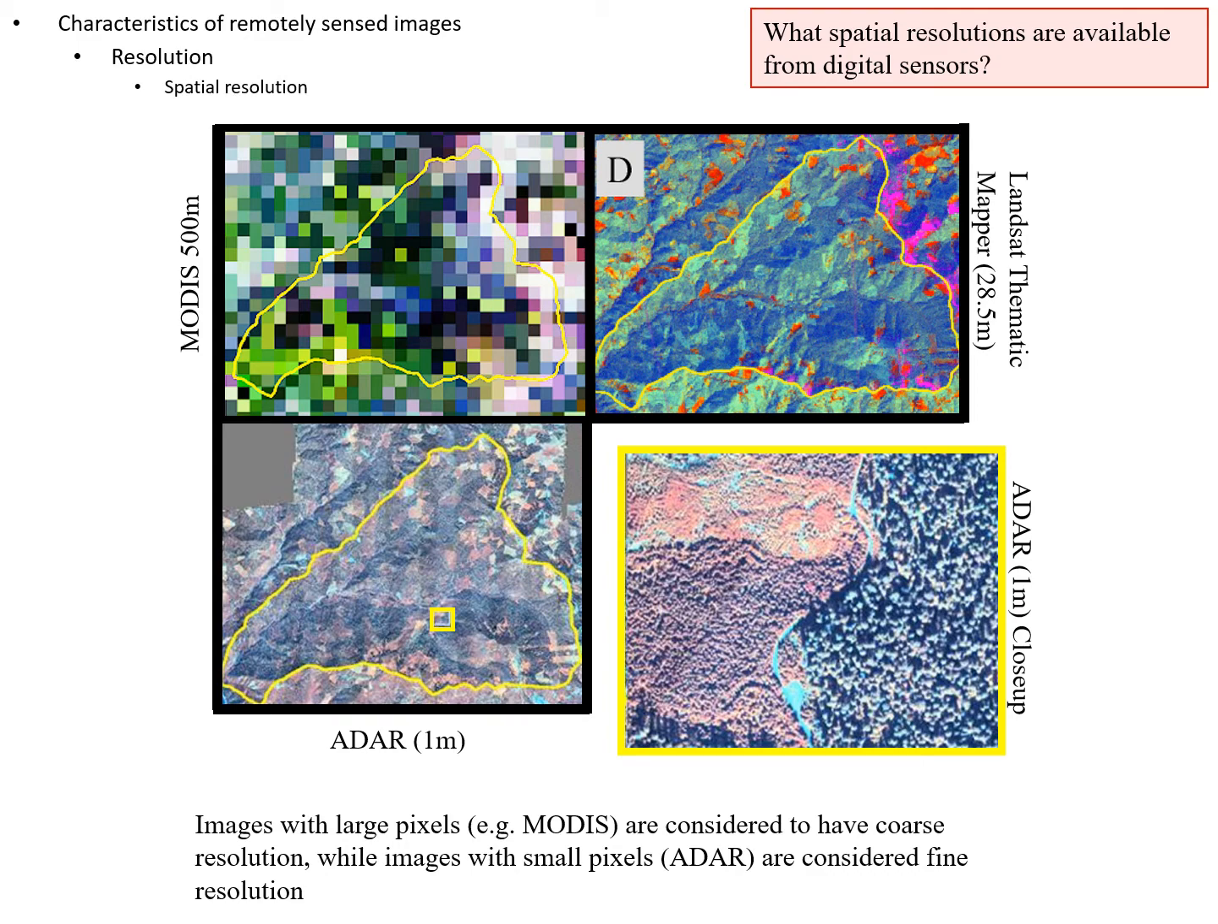You can't really see 1 meter pixels though in that image. So I've blown up that little square area so you can see how much higher resolution it is than either the 30 or 500 meter resolution images. So MODIS and similar things would be considered to have coarse resolution. Images with small pixels like ADAR are considered fine resolution.